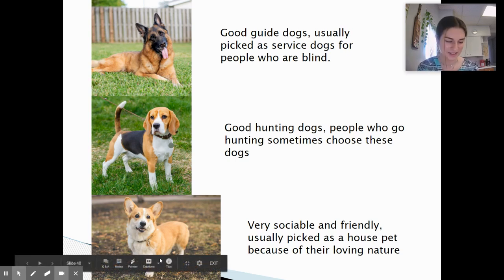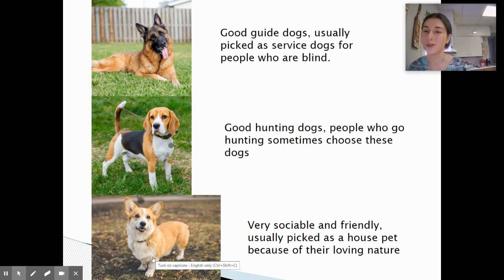And next, oh, so cute, we have a Corgi, which these dogs are known to be very sociable and friendly. So usually people pick them out as house pets because of their loving nature. And who doesn't want to have a loving dog that you can snuggle up with? So yeah, certain dogs are picked for certain characteristics or things that they're known for. And some are also bred so that the dogs that they have can have these certain characteristics or traits.